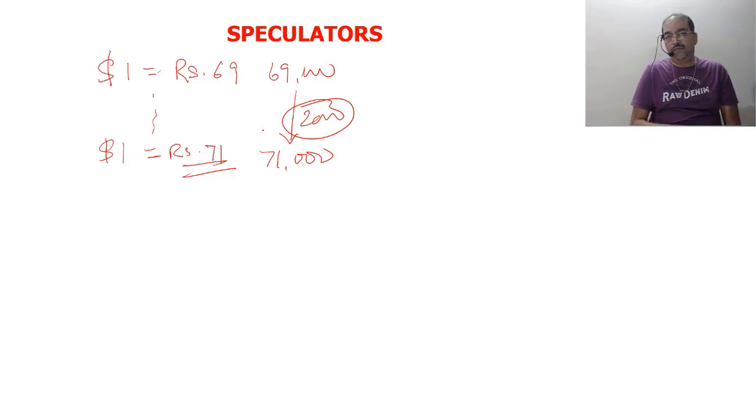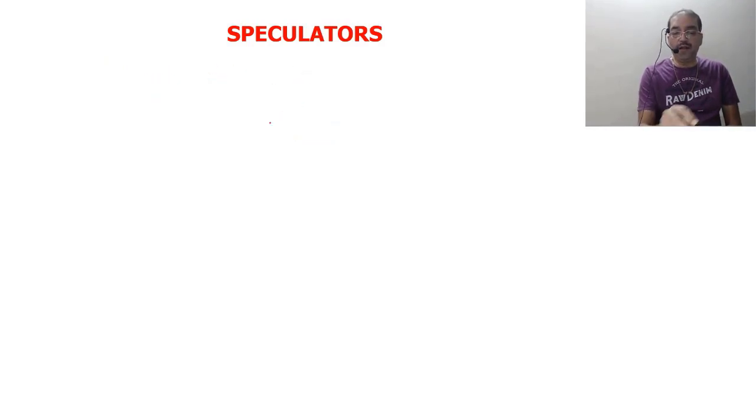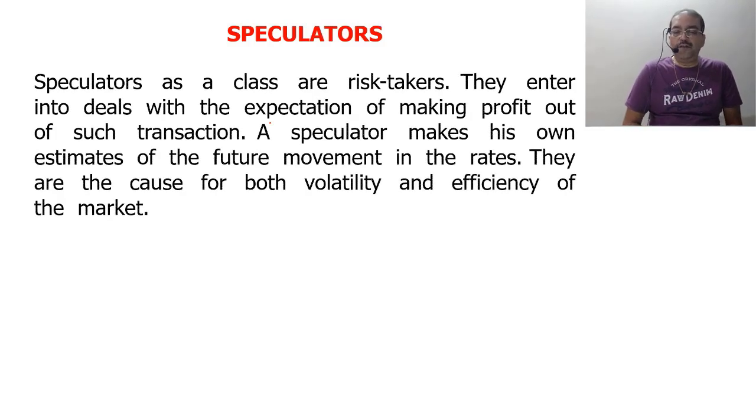The same thing I can do if I want to purchase dollars. I'll spread opposite information. Prices will fall. People start selling dollars, prices fall. And when prices fall, I purchase. That is actually speculation. So speculators are actually creating the price. On account of speculation, we either increase the price or we decrease the price. We are risk takers. So speculators as a class are risk takers.